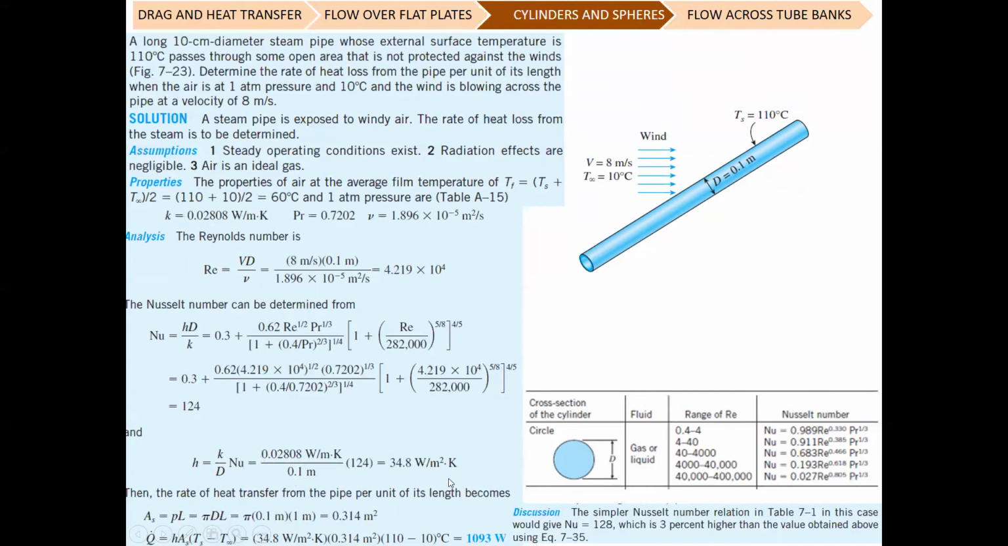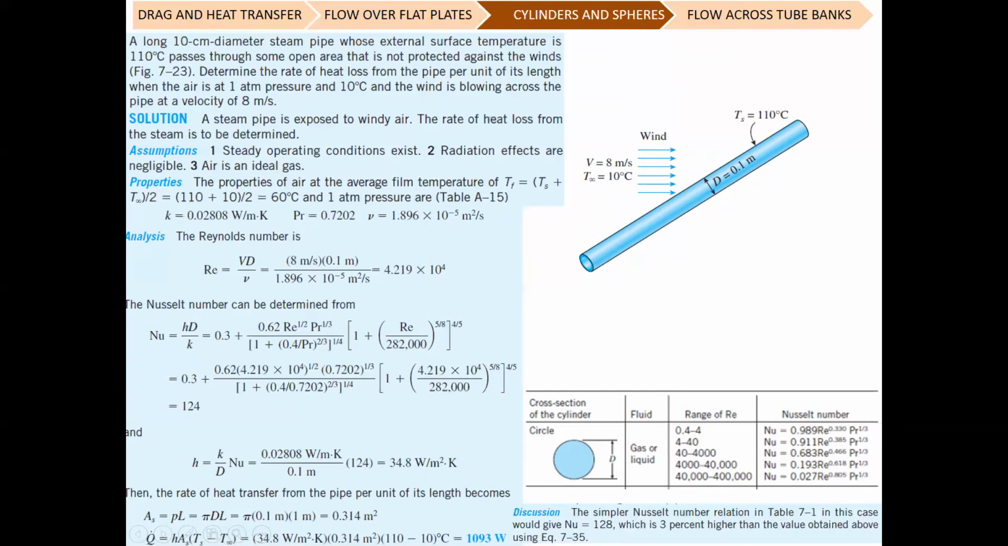Okay, so the next step is to find the heat transfer rate from the rod to the ambient. You need to use this equation, Newton's law of cooling, hA delta T, which is T surface minus T ambient, because the surface is hotter than the ambient. So you need to subtract T ambient from T surface. The heat transfer coefficient is obtained from this correlation, and you have calculated it by using this equation.